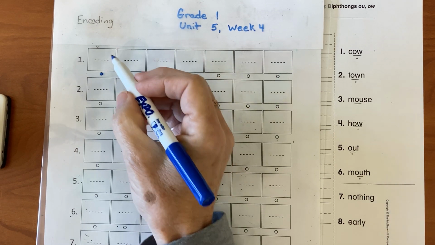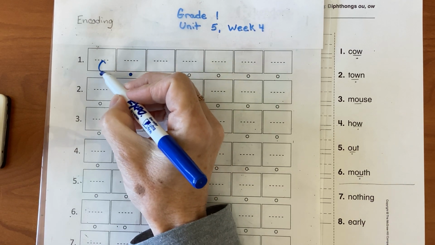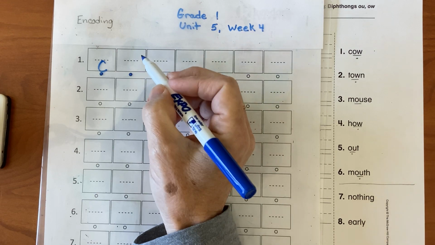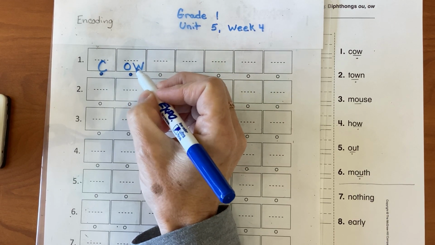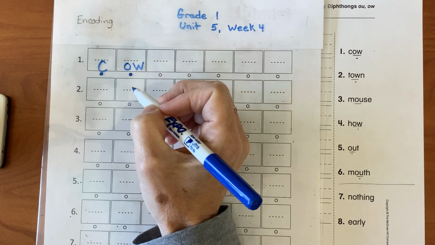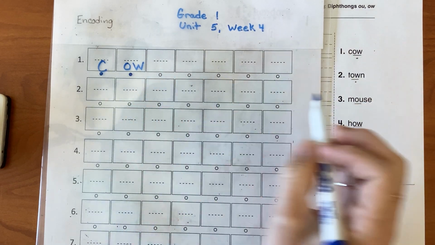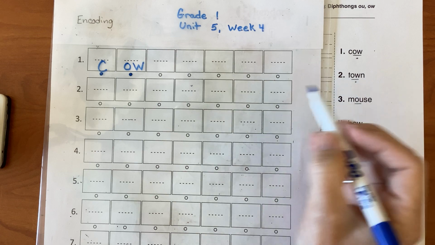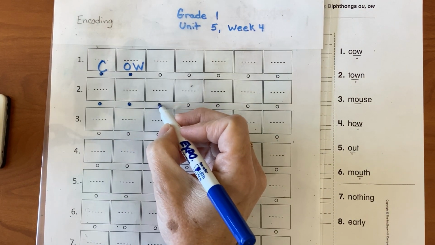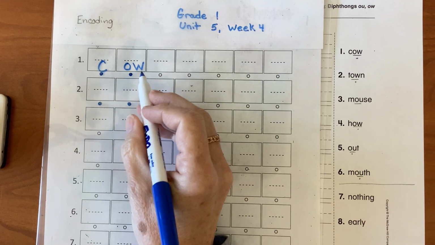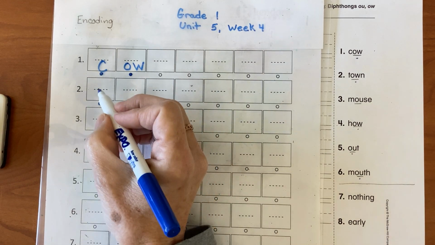You can feel it. This is k. That should be easy, right? And ow is OW. So this is your vowel. It's going to sit together on one phoneme dot. And now the next word is town. T. Ow. So I don't have two different sounds for the ow. I'm going to put them on the same phoneme dot.